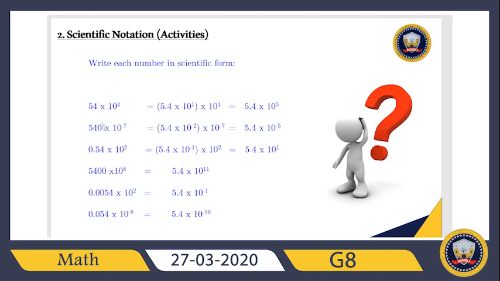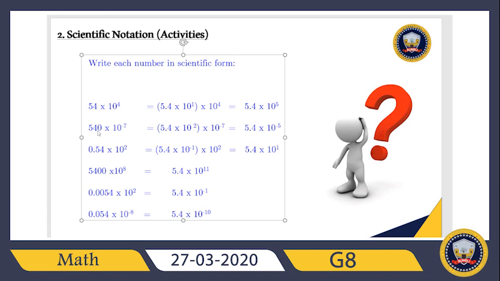Now let's go to the second. Is it written in the scientific form? The answer is no again, because this number is not between 1 and 10. I need to make it between 1 and 10. So how can I make it? I need to move my decimal point 3 places, or two places.